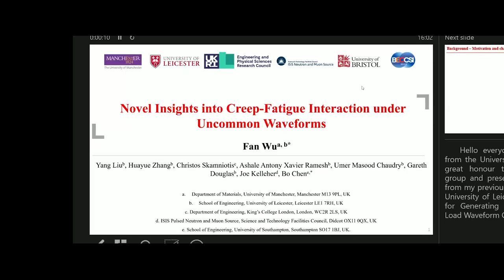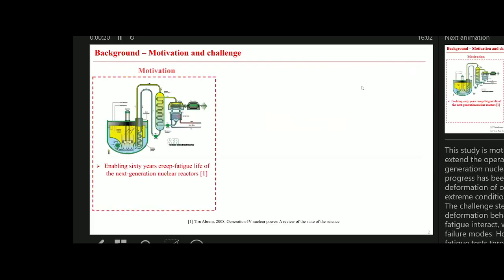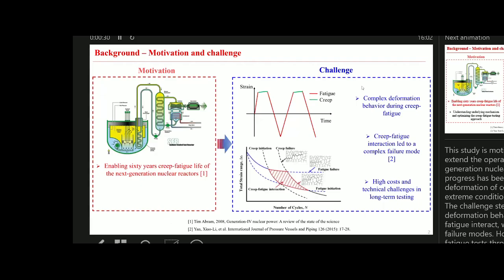It's my great honor to represent our research group and present our latest findings, novel insights into creep fatigue interaction on uncommon waveforms. This study is motivated by the need to extend the operational lifespan of next generation nuclear reactors. While progress has been made, the mechanism of creep fatigue remains challenging.